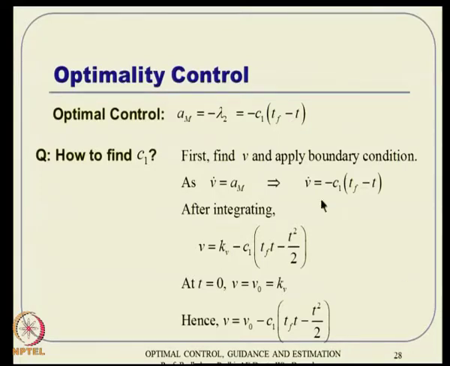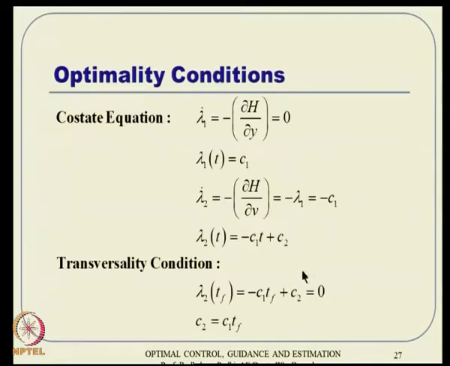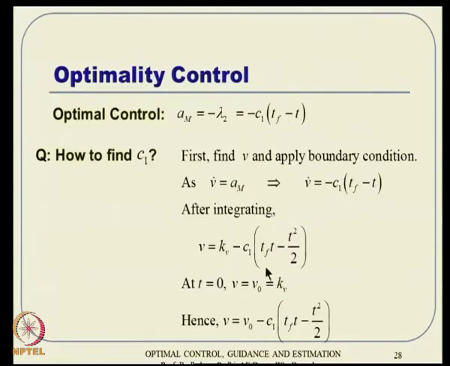For that, we need a solution of these conditions. Okay, so now we come back to the system dynamics equations, where we want to integrate the V dot equation and then the y dot equation. So, we have this lateral acceleration, which is minus lambda 2, something like minus C1 times (Tf minus T), since C2 is C1 Tf. Put C2 equal to C1 Tf, and it turns out to be C1 into (Tf minus T). So, that is what it is. And then you first find V and apply the boundary condition.